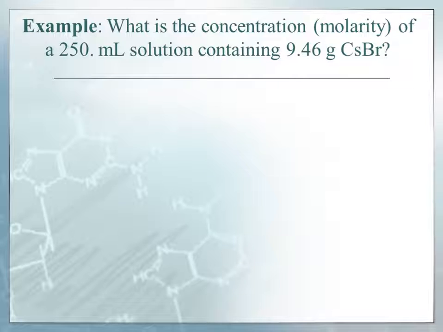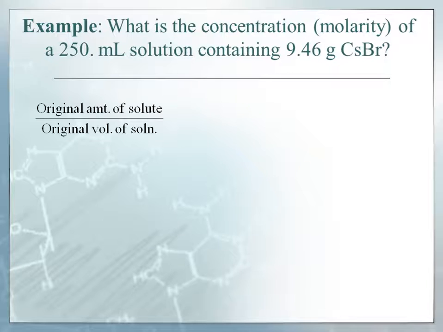So if we take an example, we're asked what is the concentration in molarity of a 250 milliliter solution that contains 9.46 grams of cesium bromide. So if we remember our original setup, we take the amount of solute we're given and put it over the volume of the solution. So in this case, it would be 9.46 grams cesium bromide over 250 milliliters. And we need, for molarity, the units to be moles over liters.